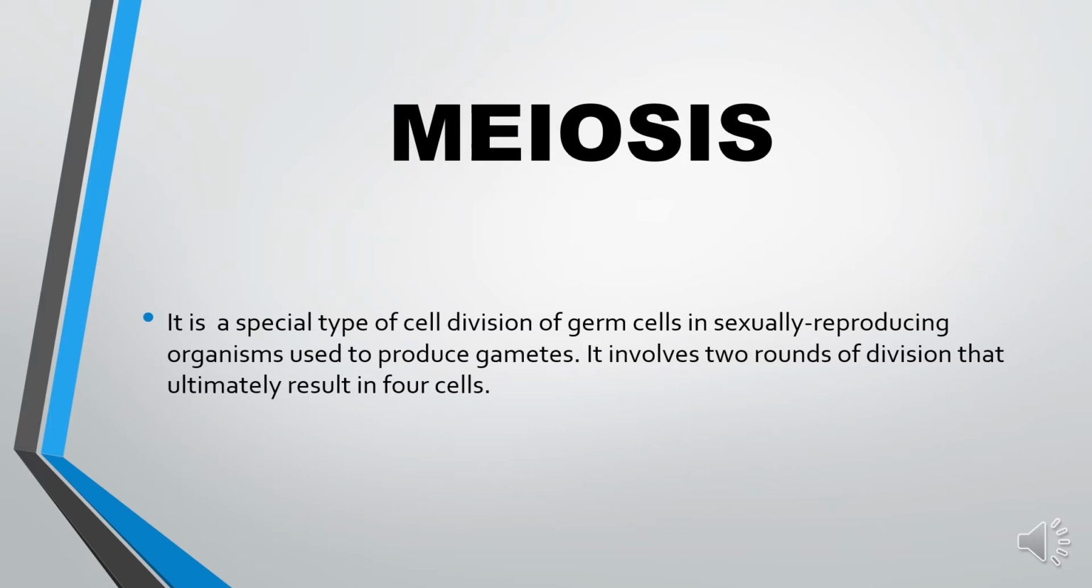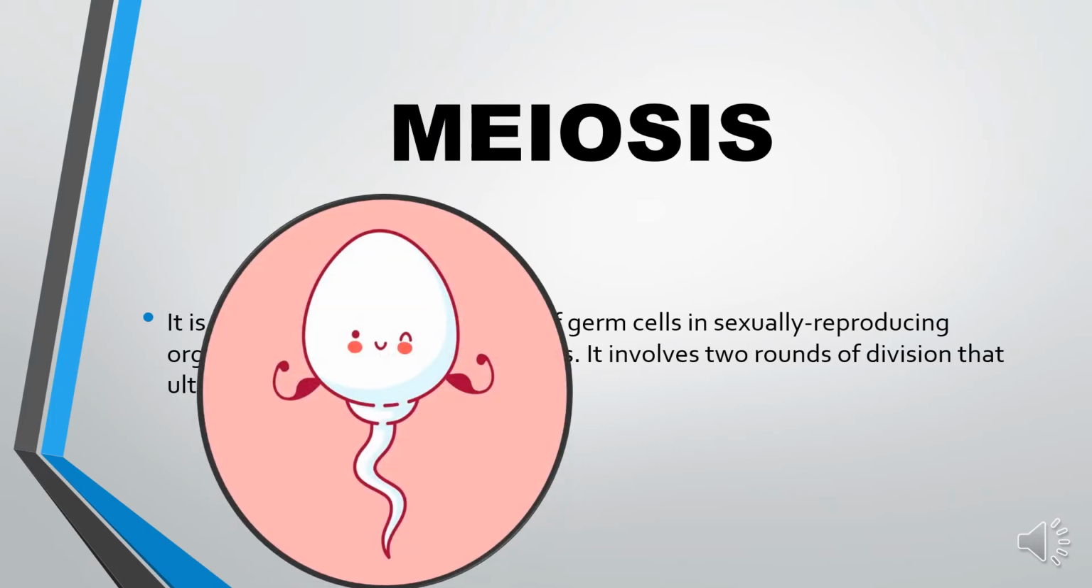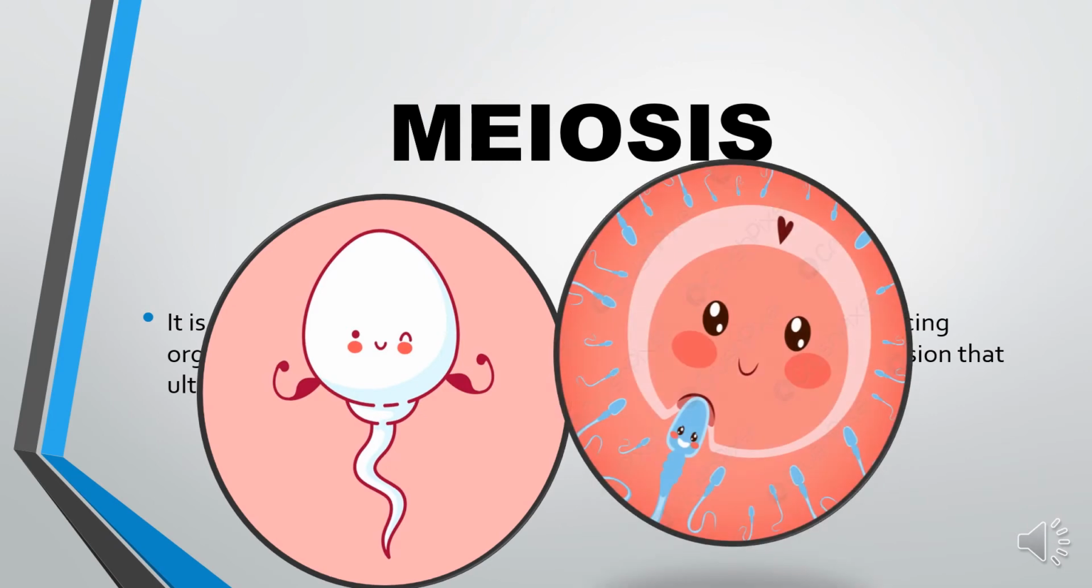So when we say it involves two rounds of division, it means that there are two kinds of meiosis. We have meiosis 1 and meiosis 2, known as the equatorial meiosis. So meiosis is a special type of division of germ cells in sexually reproducing organisms used to produce gametes. Gametes are the sperm cell and the egg cell, which are responsible for reproduction, fertilization, and creating a new organism.